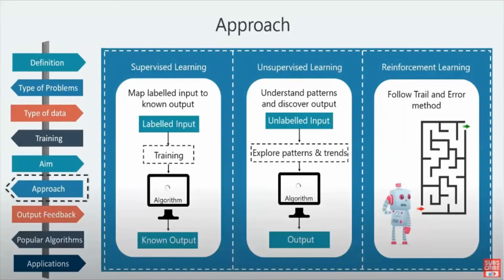Now guys, the next parameter is feedback. In supervised learning, there is a direct feedback mechanism, since the machine is trained with labeled input and output. For unsupervised learning, there is no feedback mechanism because the machine is unaware of the output during the training phase. In reinforcement learning, the feedback is in the form of rewards or punishment from the environment. So when an agent takes a suitable action, it will get a corresponding reward for that action. But if the action is wrong, then it gets a punishment.